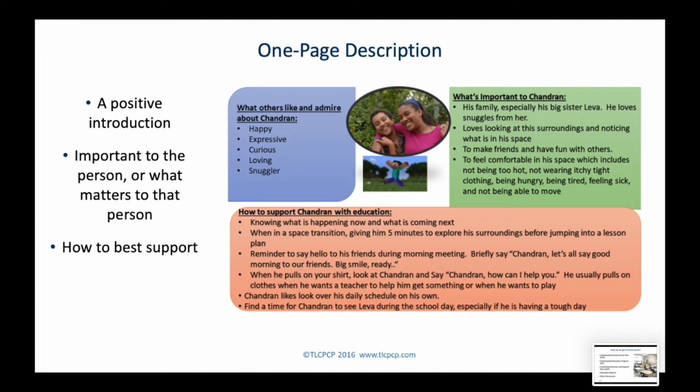One-page descriptions always have to have at least these three components: a positive introduction of the person, what matters to that person or what is important to that person, and how to best support the person given the purpose of the one-page description.